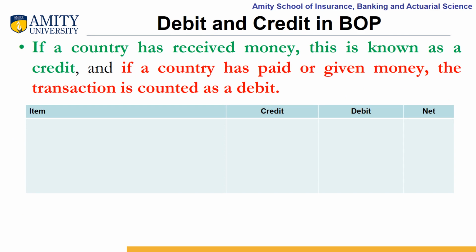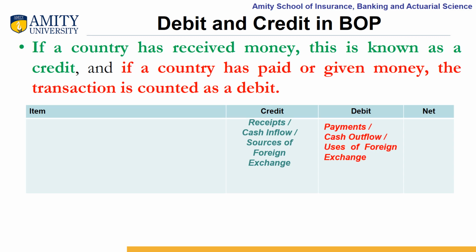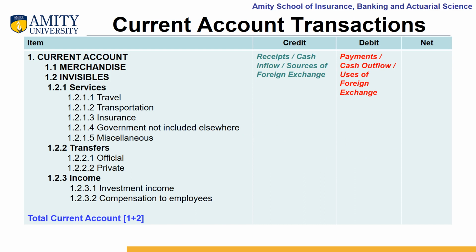Let us now understand the debit and credit side in balance of payment. If a country has received money, this is known as a credit, and if a country has paid or given money, the transaction is counted as a debit. Let us now understand how the current account transactions in the balance of payment look like.